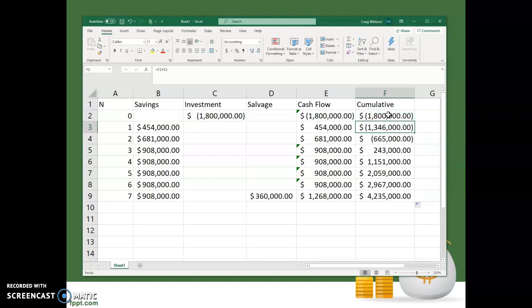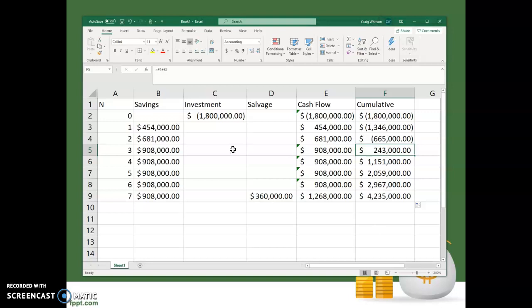$454,000 in savings. So that starts to reduce our deficit. And then we get another $681,000. So again, the deficit is reduced. And then in the third year, this $908,000 worth of savings brings us into the black. It takes us from being $665,000 in debt to having a positive balance of $243,000.